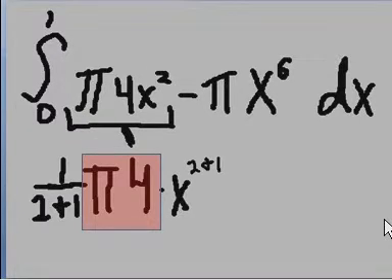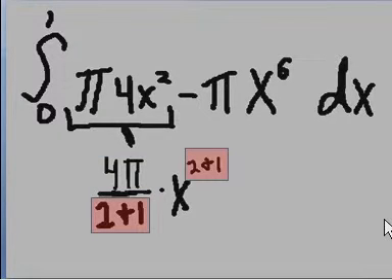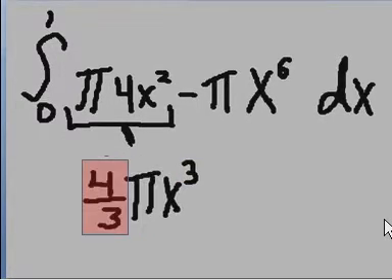There I've got pi times 4. Let's rearrange it to 4 pi over 2 plus 1. So 4 pi over 2 plus 1. Let's take the 2 plus 1 and add it up to 3. Now we've got 4 thirds. Let's change that to 4 thirds pi x to the third. Form is changed, but not the value.